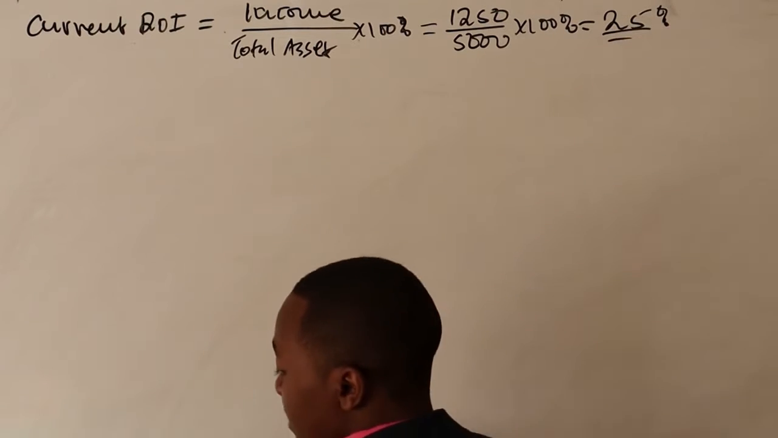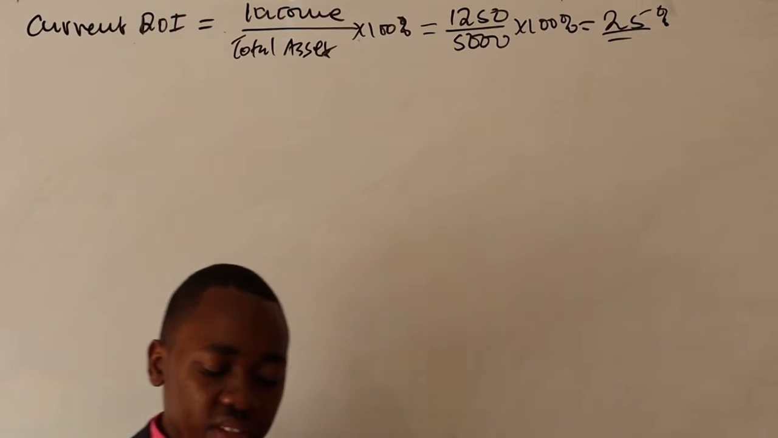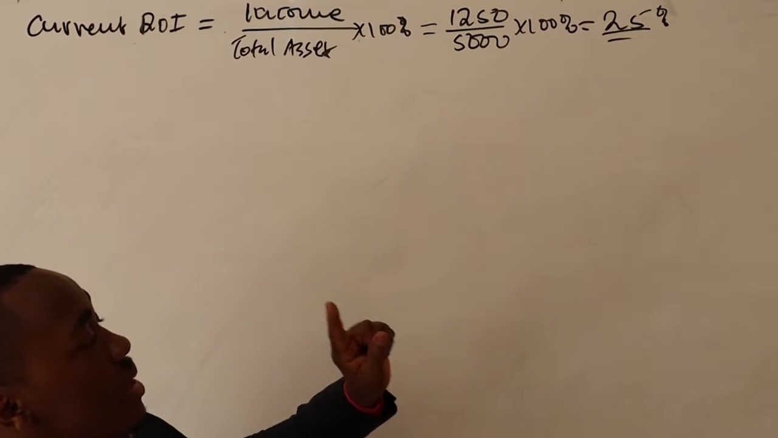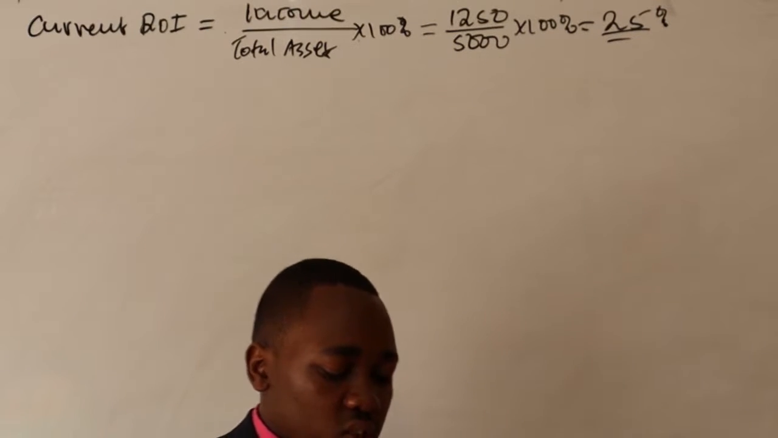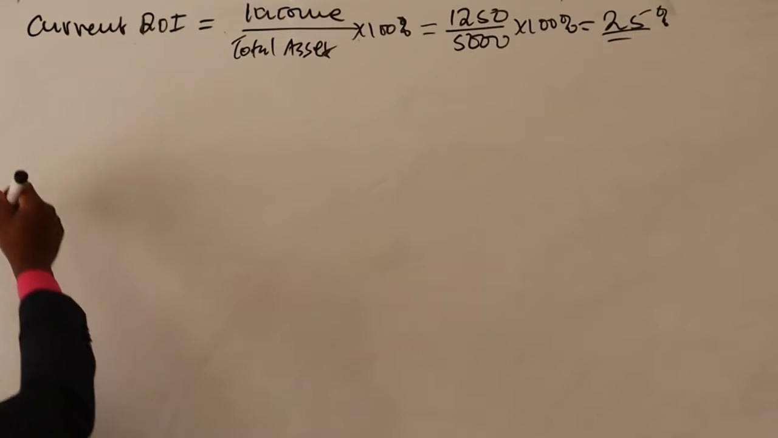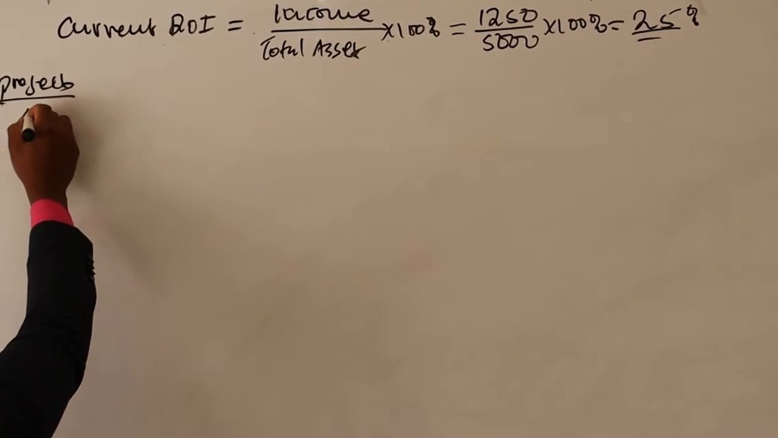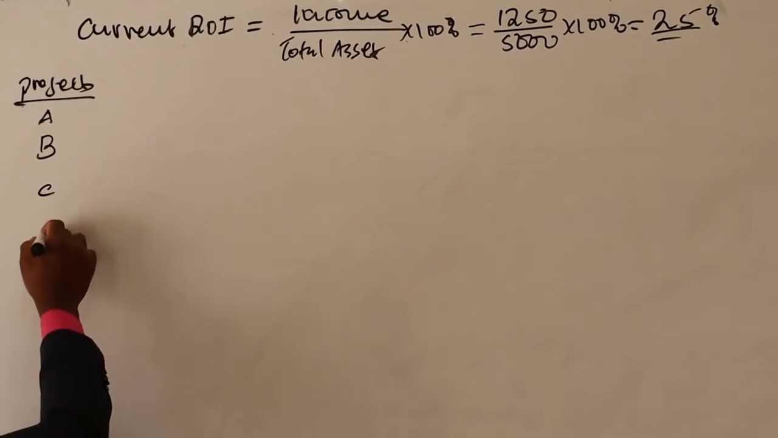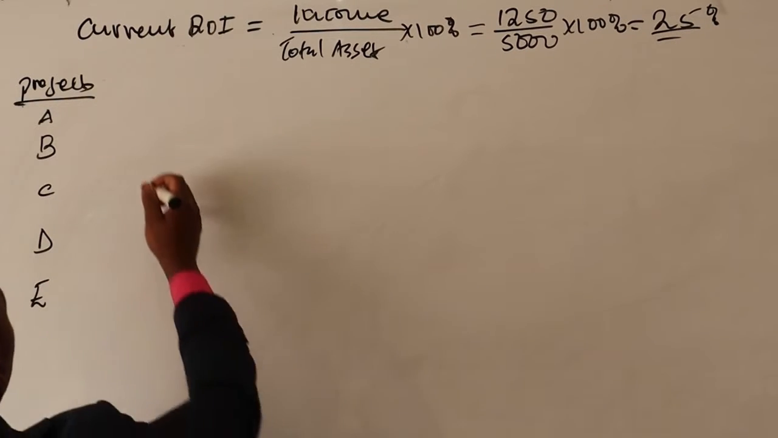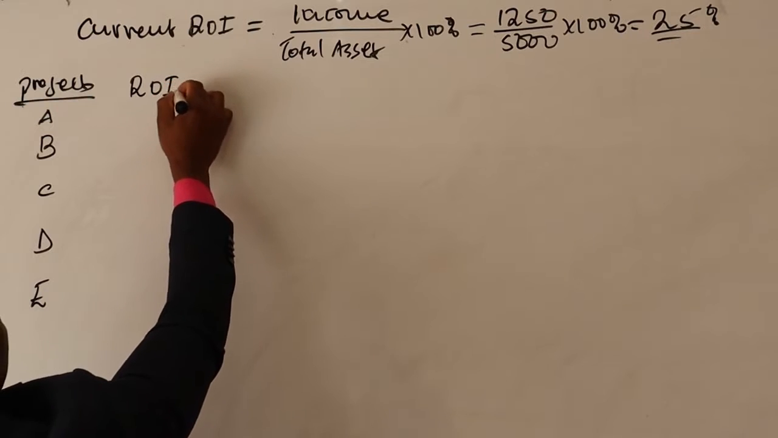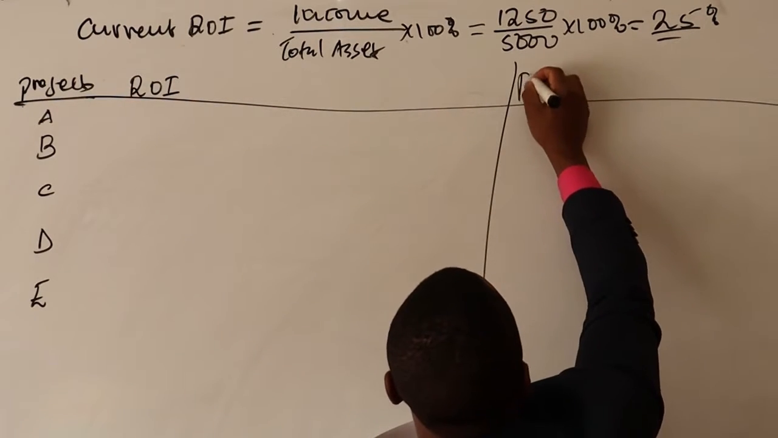So in this case, we're evaluating a new investment opportunity. For you to accept the new investment opportunity, you should only accept the project whose return on investment is greater than 25%. So now let's compute for each. We have projects A, B, C, D, and E, and we want to compute ROI and then compute residual income.